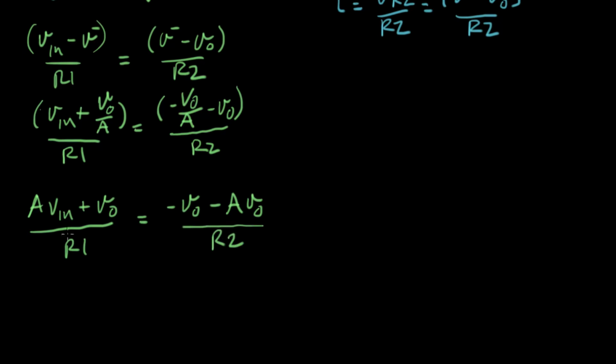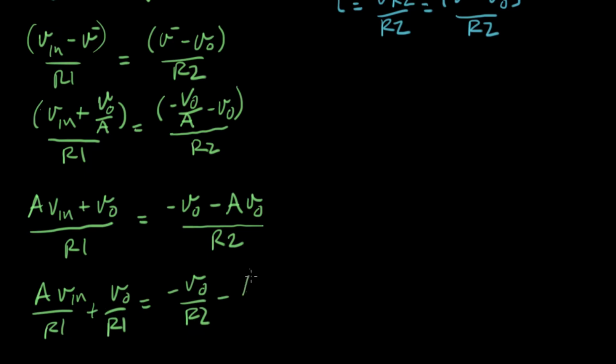All right, so now I'm going to break this up into separate terms so I can handle them separately. A V in over R1 plus V out over R1 equals minus V out over R2 minus A V out over R2. Let's change color so we don't get bored.